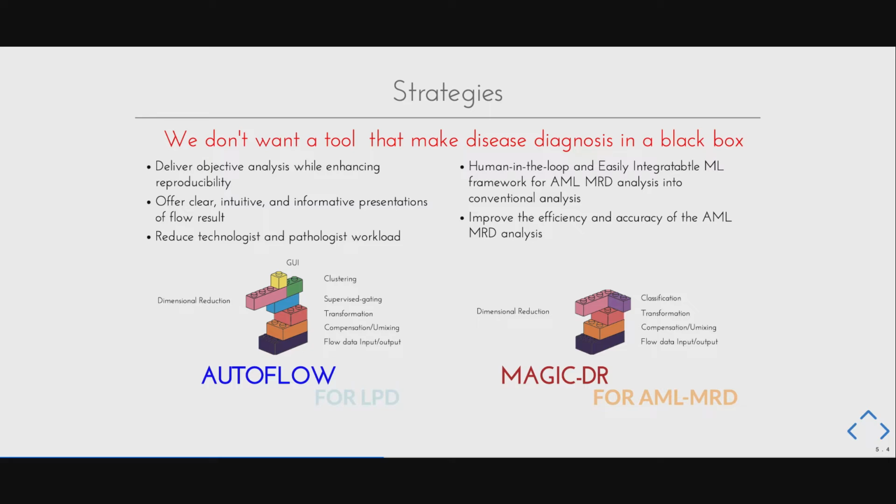For AutoFlow, we built it as a standalone software. It generates an analysis report for pathologists without any manual intervention. Basically, it takes the FCS file directly from the flow cytometer machine and generates the report. MagicDR is designed for better data visualization and to highlight suspicious cells bearing abnormal phenotypes. The results from MagicDR need to be loaded onto traditional commercial software for further analysis.